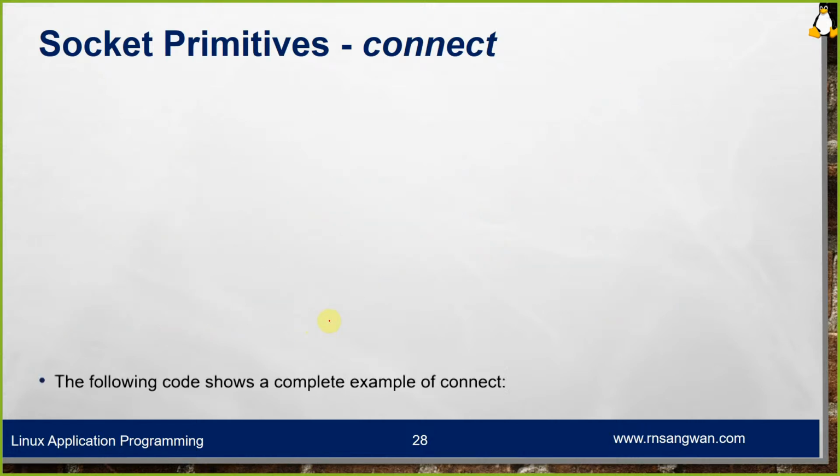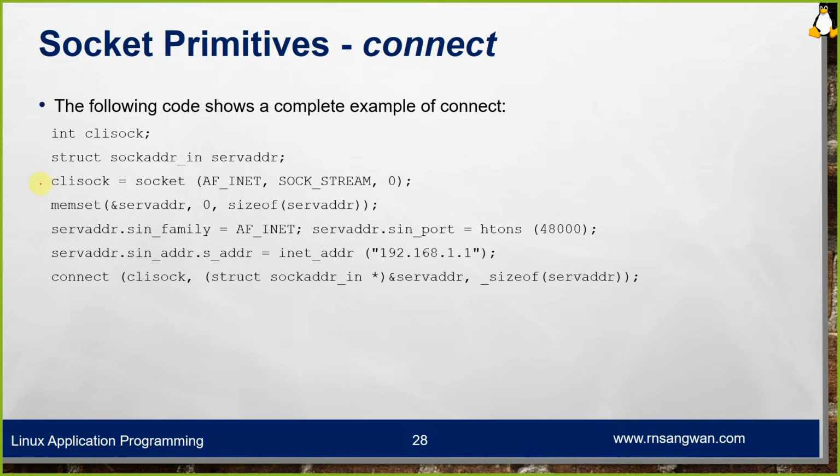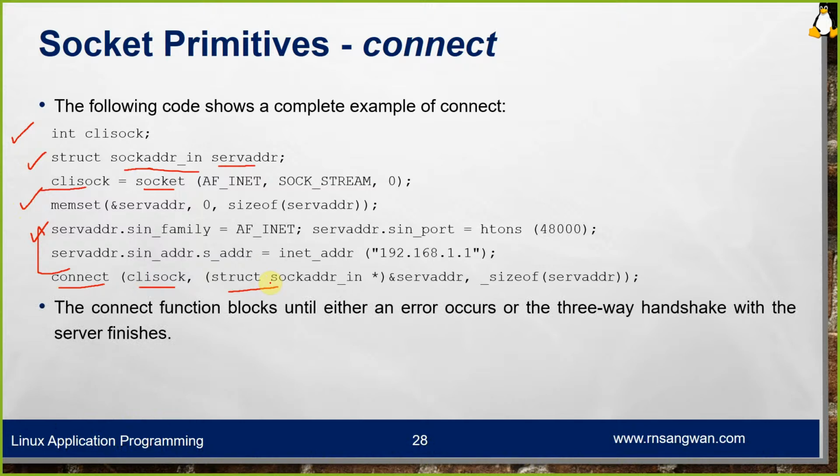Then we have connect. The following code shows a sample example of connect. This is a complete example of using the functions and structures defined earlier. Integer client socket, structure socket address internet type, server address, CLI socket, we create the socket, memory set, and now it is the same, repeating the connect function call here. The connect function blocks until either an error occurs or the three-way handshake with the server finishes.